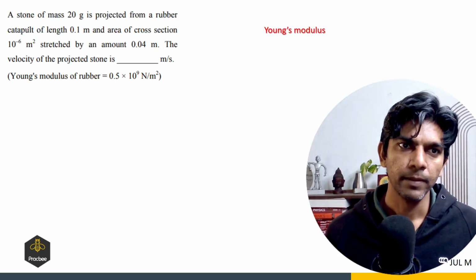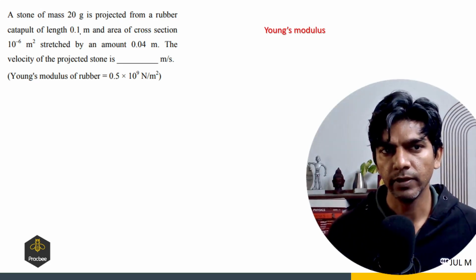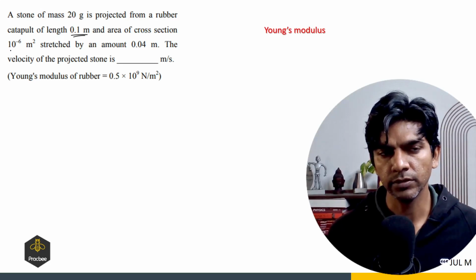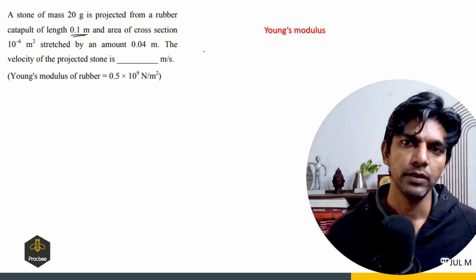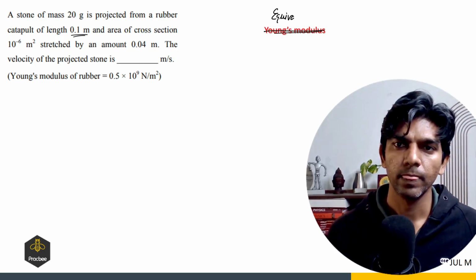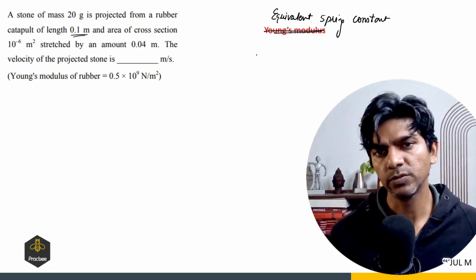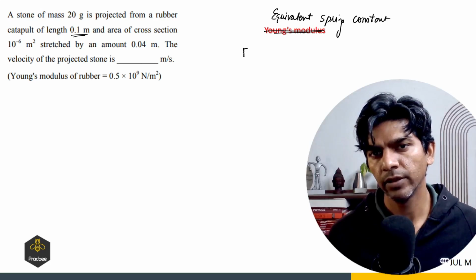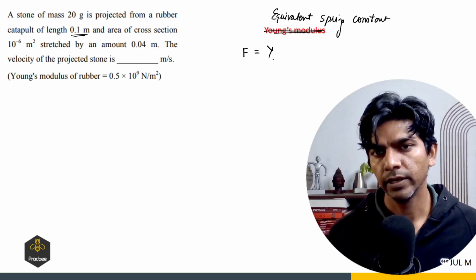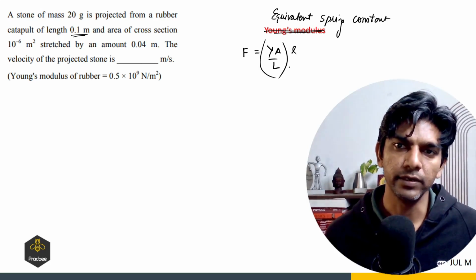Okay, right. So a stone of mass 20 grams is projected from a rubber catapult of length 0.1 meter and area of cross section is 10 raised to power minus 6 square meter. So it is based on the equivalent spring constant, right? So the equivalent spring constant will be, so if I write F can be written as Y A by L times the elongation. Now this Y A by L is nothing but the effective spring constant.